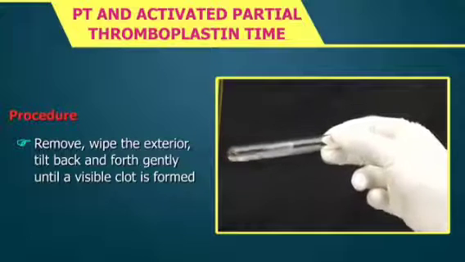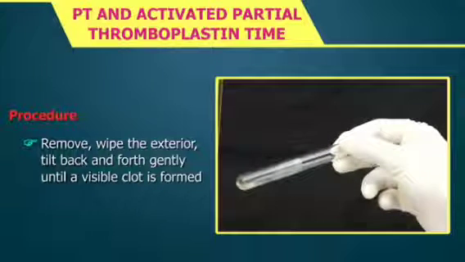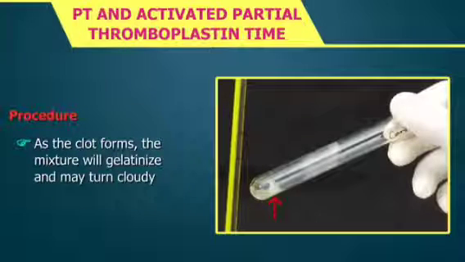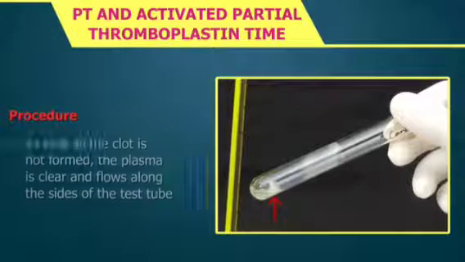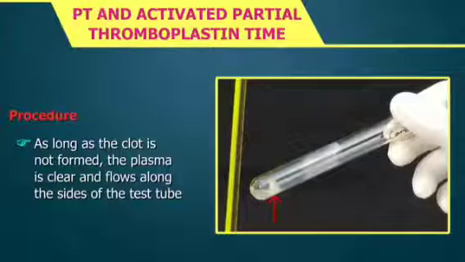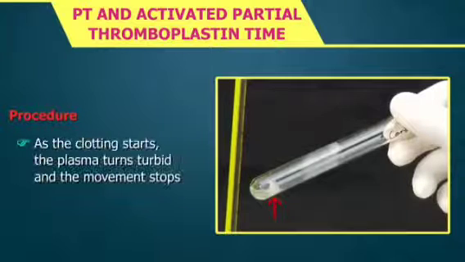Continue until a visible clot is formed. As the clot forms, the mixture will gelatinize and may turn cloudy. As long as the clot is not formed, the plasma is clear and flows along the sides of the test tubes. As the clotting starts, the plasma turns turbid and the movement stops.